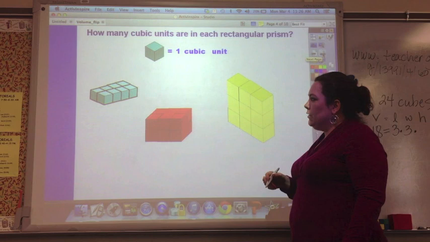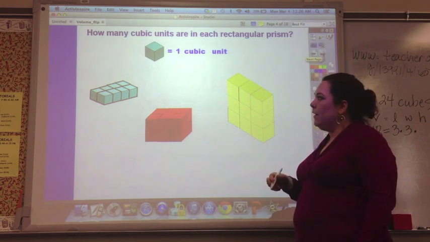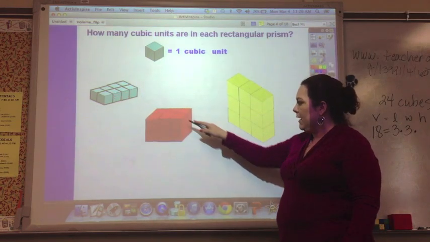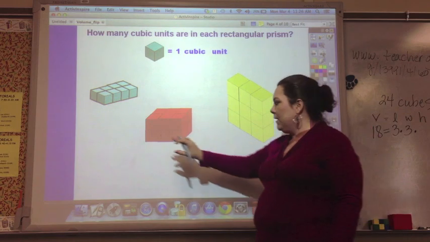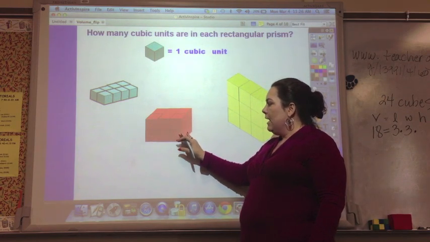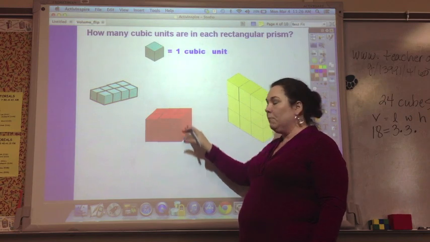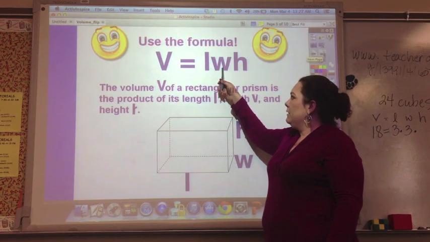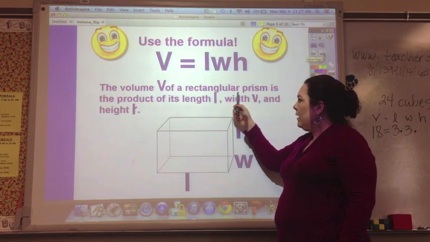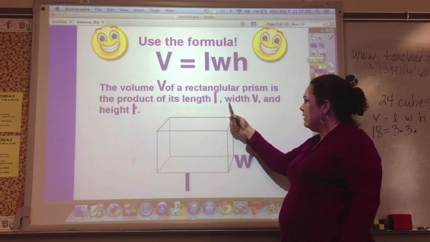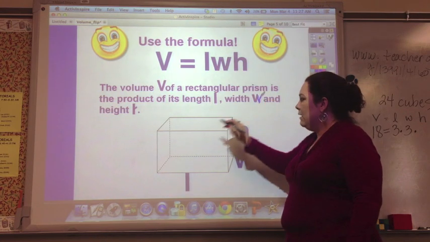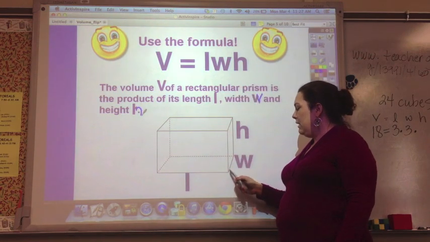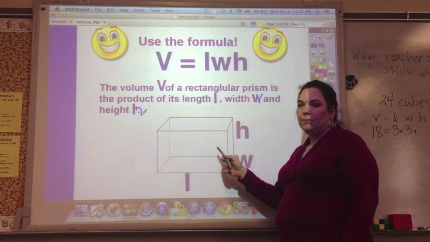So you can do different things to count up the cubes. You can just count how many cubes it is, and that's the volume. Or you can find out how many cubes are in one layer, and then add that multiple times, or multiply. Or you can use the formula. Volume equals length times width times height. And the volume of a rectangular prism is the product of the length times the width and then the height. And you multiply these together.